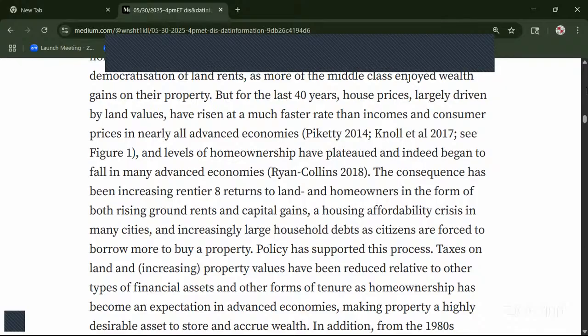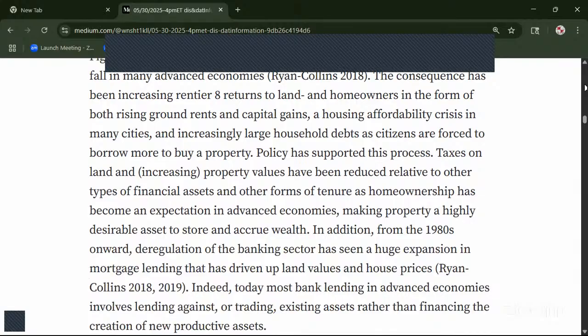Policy has supported this process. Taxes on land and increasing property values have been reduced relative to other types of financial assets and other forms of tenure, as homeownership has become an expectation in advanced economies, making property a highly desirable asset to store and accrue wealth. In addition, from the 1980s onward, deregulation of the banking sector has seen a huge expansion in mortgage lending that has driven up land values and house prices.